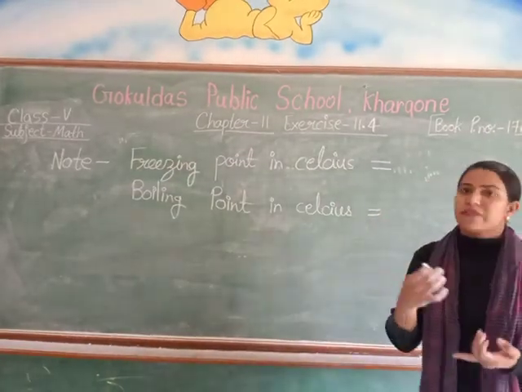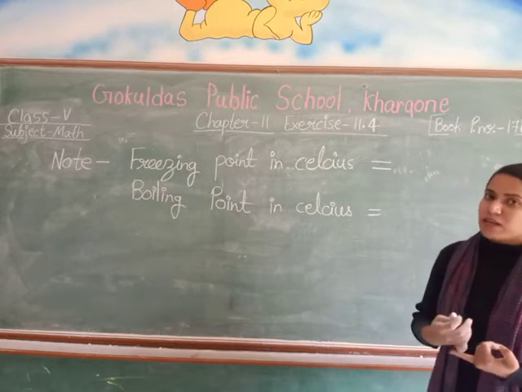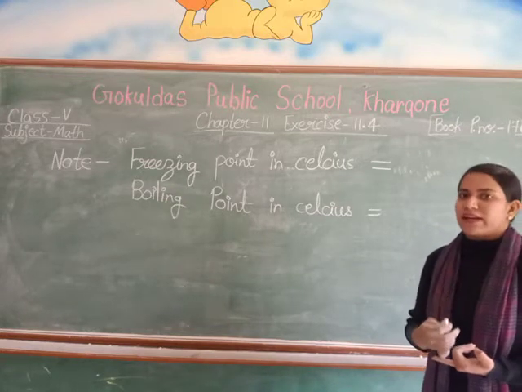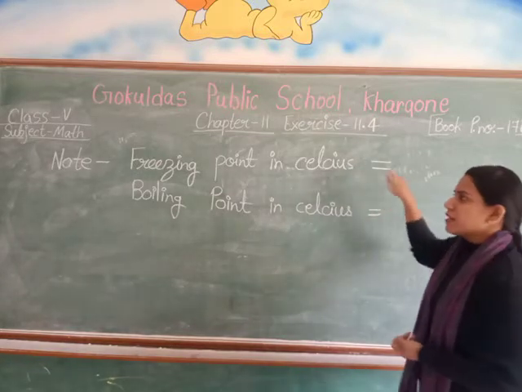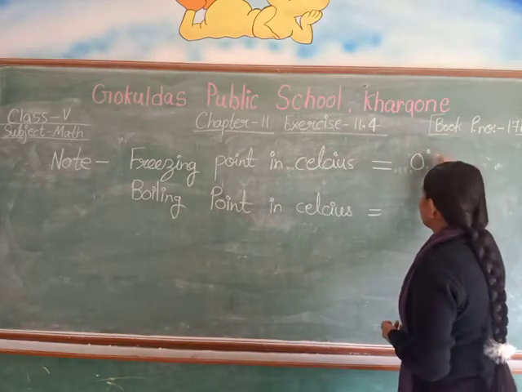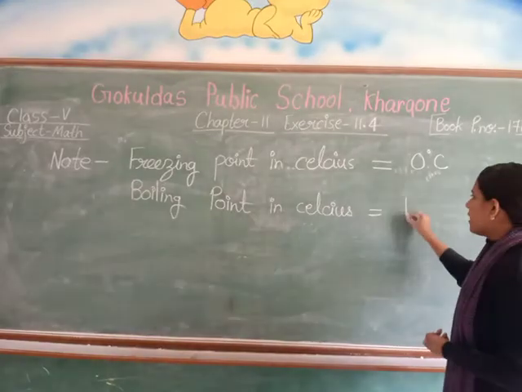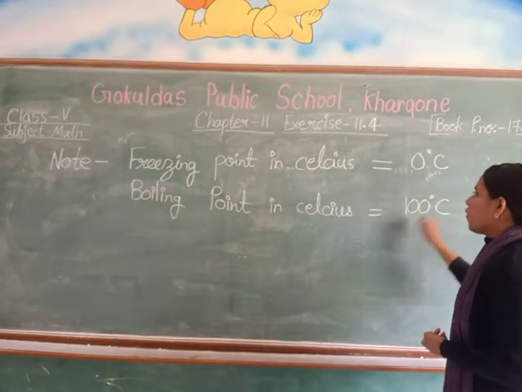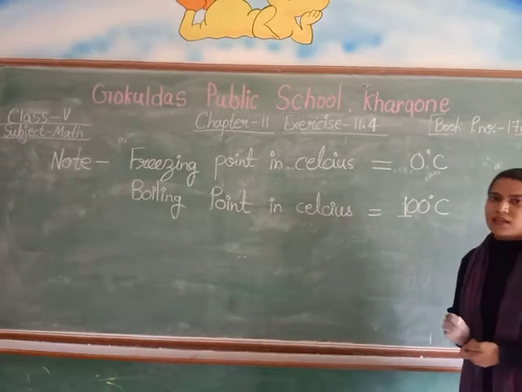You know what is the freezing point in Fahrenheit? 32 degree F. And what is the boiling point in Fahrenheit? 212 degree F. Now in Celsius. So remember this, freezing point in Celsius is 0 degrees. 0 degree C. At 0 degree C water becomes ice. And at 100 degree C water starts boiling. So we remember these two things.